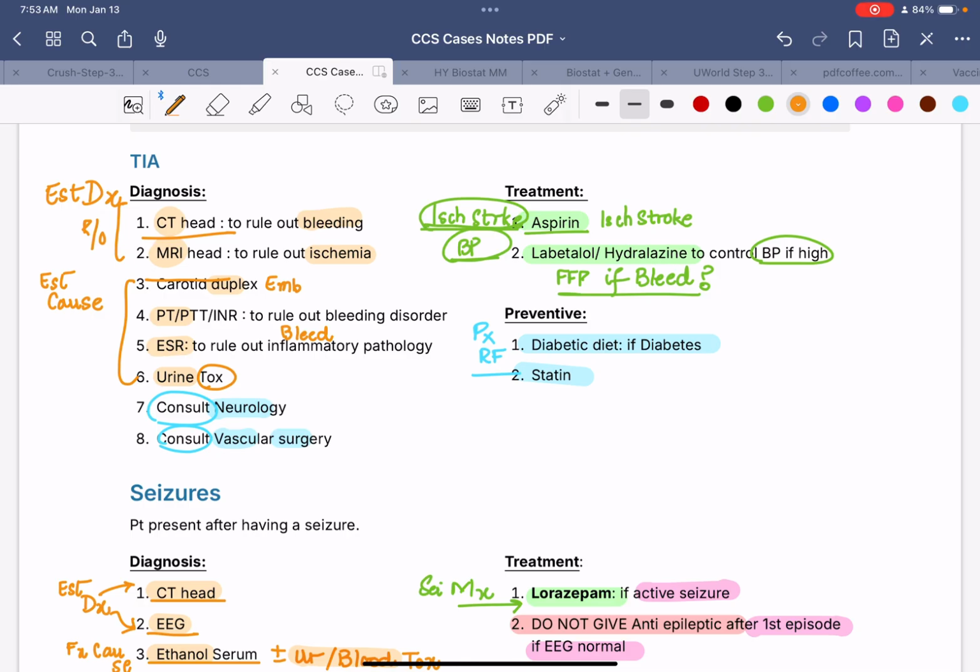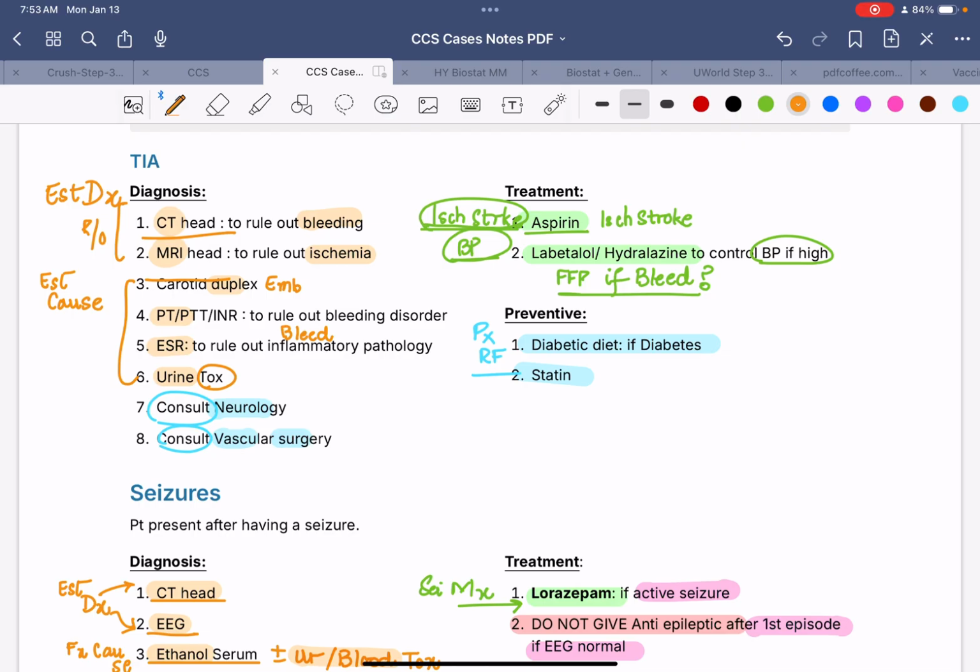So there are four main things that you have to keep in your mind. Either it was some sort of carotid atheroma which got lodged off, went into the brain as an embolus and caused this TIA, or there was some bleeding disorder, so PT, APTT, INR, that caused this TIA, or it was some inflammatory pathology for which you are going to do ESR, or it can be some sort of toxin, so you are going to do a urine toxicology.